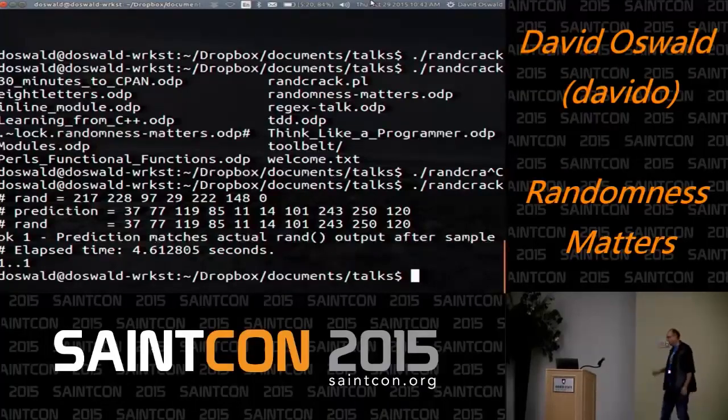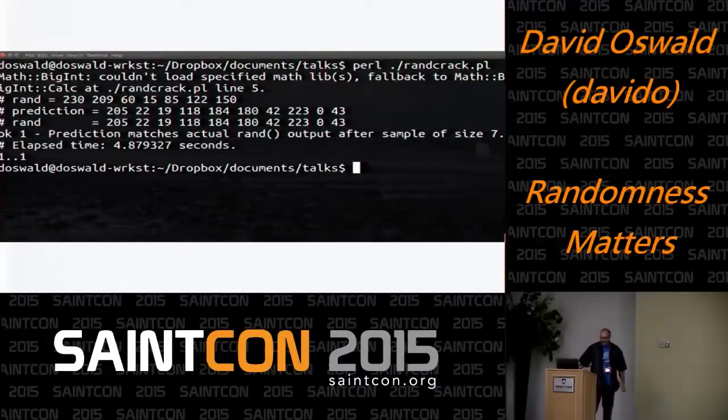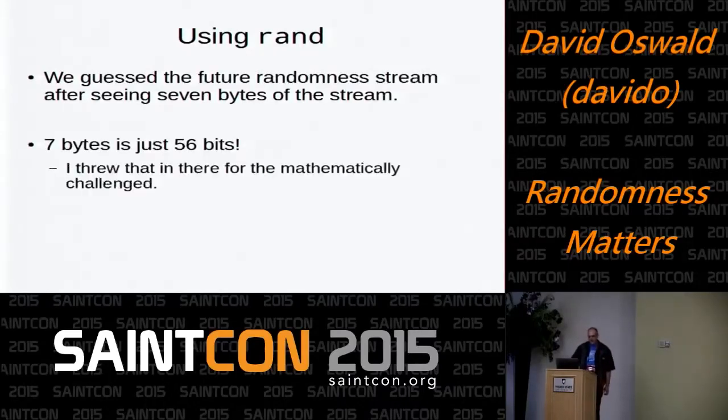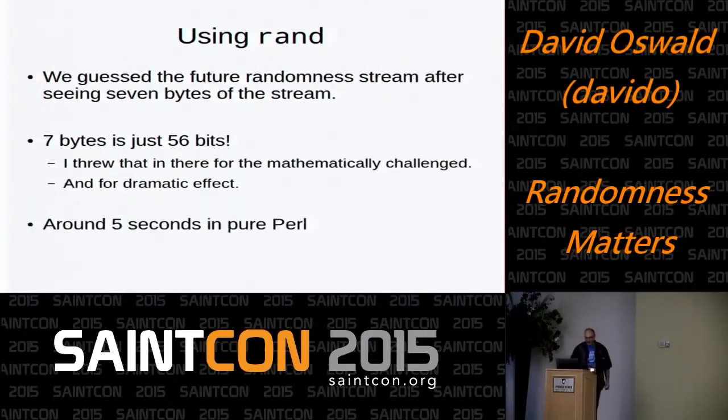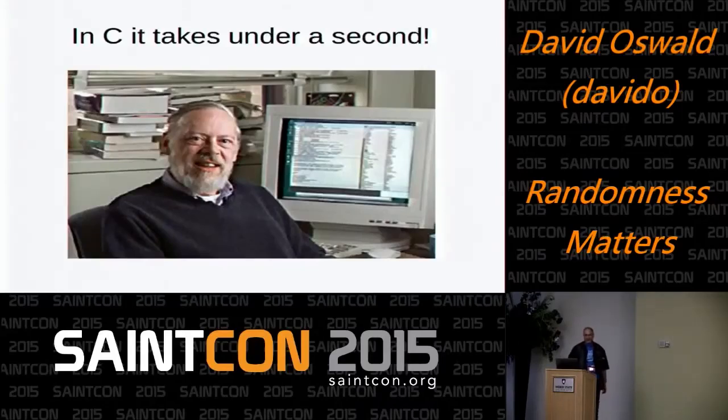Let me go back to where I can see my own slides. Here's a slide of the demo. So what are the implications? We were able to guess the future randomness stream after seeing 7 bytes from rand. By seeing just 7 bytes, we're able to see what comes next. That's just 56 bits. I threw that in there for the mathematically challenged and for dramatic effect, right? It took around 5 seconds in pure Perl, and I did it in under 140 lines of code, including the tests that presented it on the screen for you there. In C, it takes less than a second.